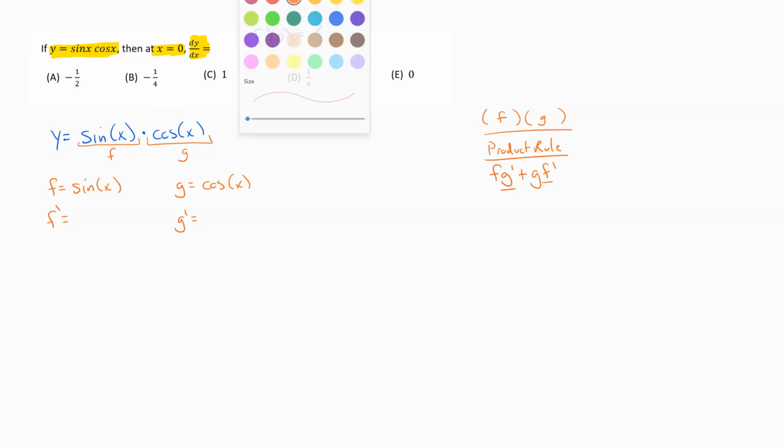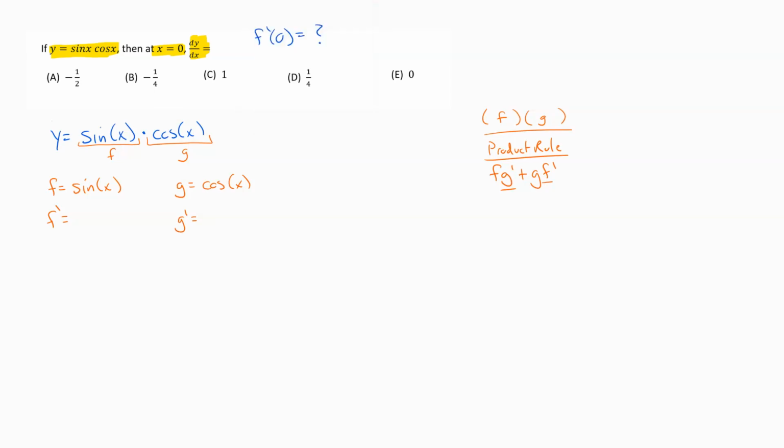Finding the derivative of sine: the derivatives of our trig functions are what I refer to as special case derivatives. These are derivatives that you just have to have memorized. If you have them memorized, not a problem. If you don't, you're probably not going to guess it in the middle of an AP Calc test. So if f of x is equal to the sine of x, the derivative of sine of x is cosine of x. So my f prime is cosine of x.